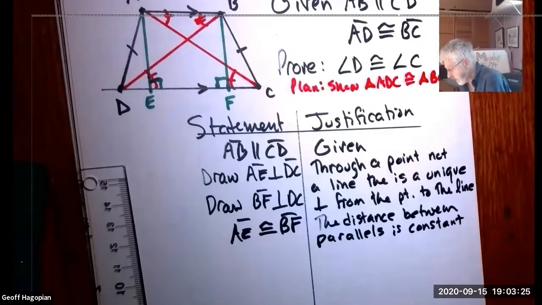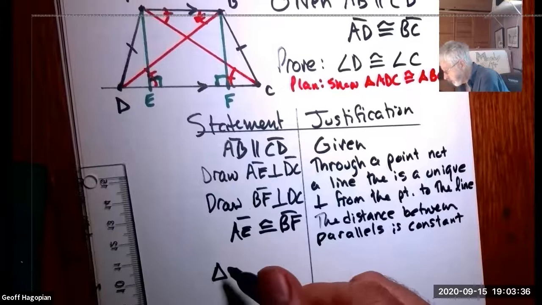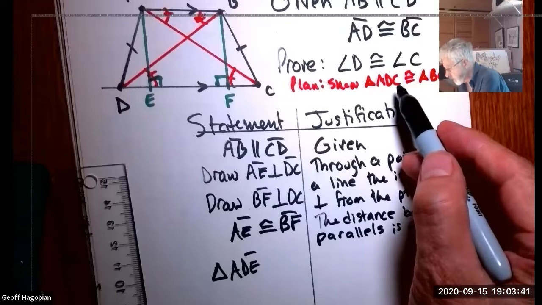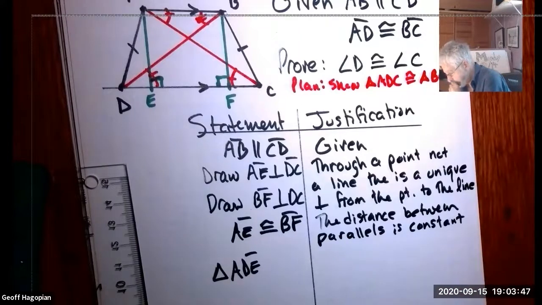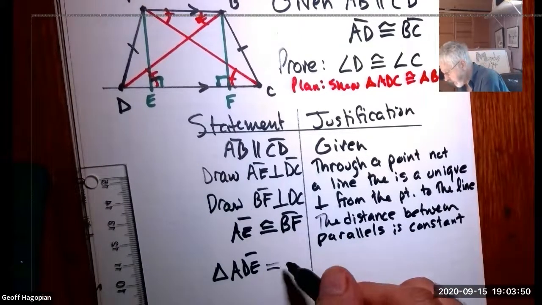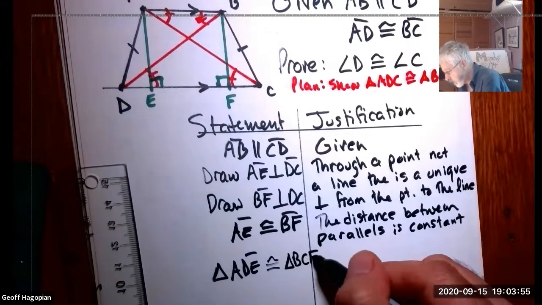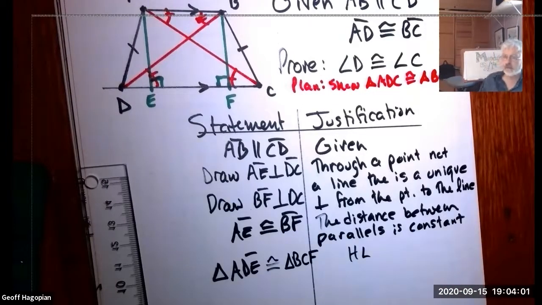Okay, so now I've got AE congruent to BF, and now I'm going to say triangle ADE, and this was, oh, yeah, see, that's not my original plan here, right? But this is going to work for us, I think. Triangle ADE is congruent to triangle what? BCF, right? And why? Hypotenuse leg. That's all you need to write there, right? Because we have the hypotenuse.